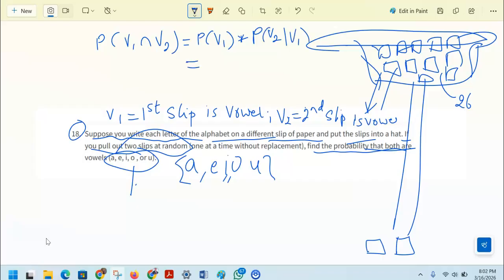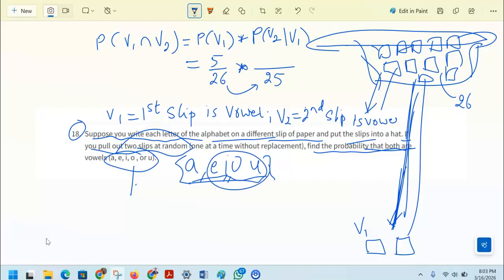The first one is a vowel because there are 5 of them, so it is 5 out of 26. Now, when the first one is already a vowel, from 26, how many are remaining now? 25 are remaining because you already pulled out one, right? And because the first one is already a vowel, out of 5 there will be only 4 remaining. This will be 4. And if you do a little calculation, you get 0.0308. That's what you get. And that's it. And you're done.